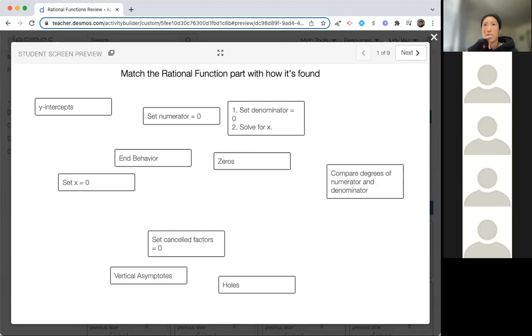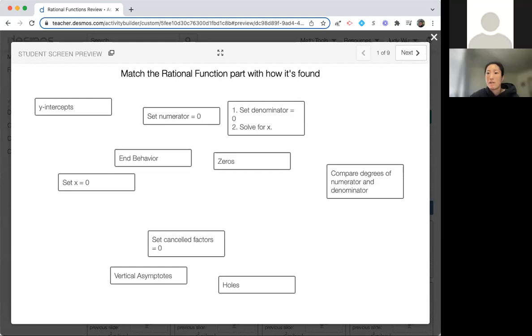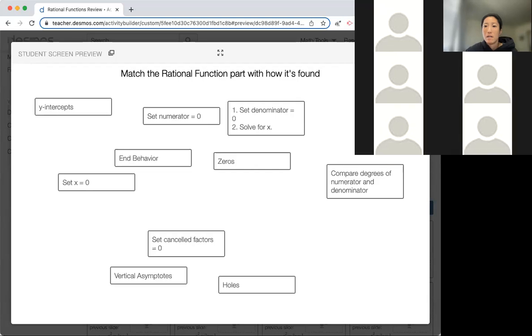Okay, what do you folks see right now? Do you see the Desmos activity on the screen? Yes. Yes, okay, great, thank you.